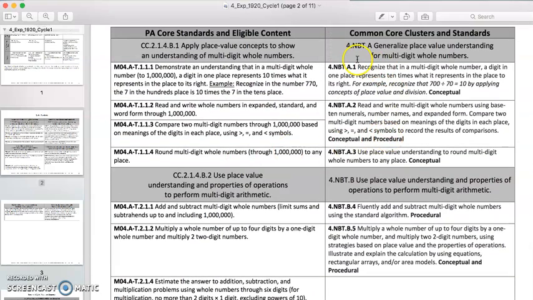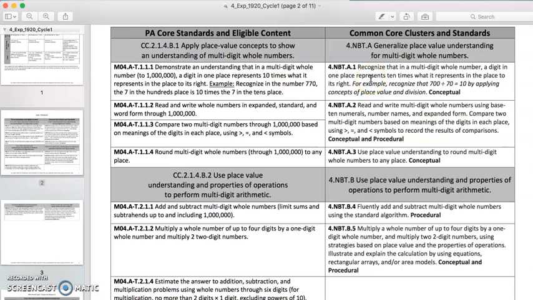Common Core. You'll notice that the PA Core standards are very similar to these gray boxes in the Common Core. These are called Common Core clusters. This is the 4.NBT.A cluster. Under the A cluster, I have the A1, A2, and A3 standards. Common Core standards are almost identical. Sometimes they are literally identical to the PA eligible content.